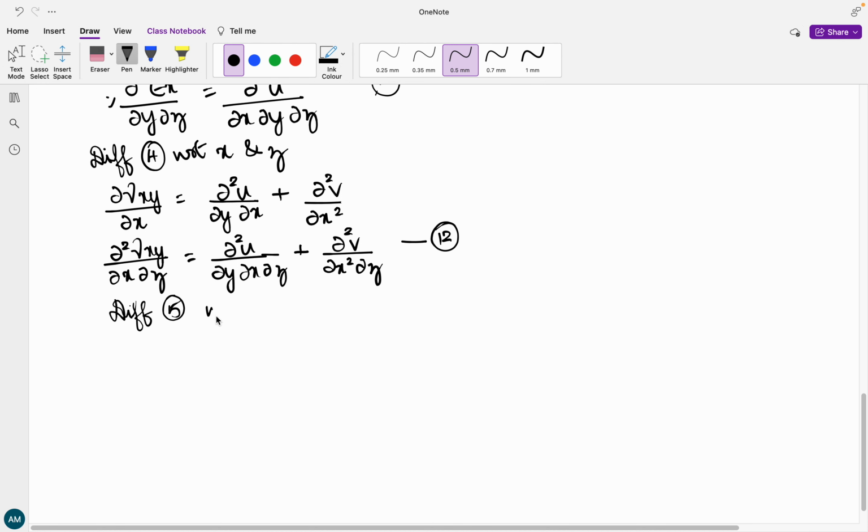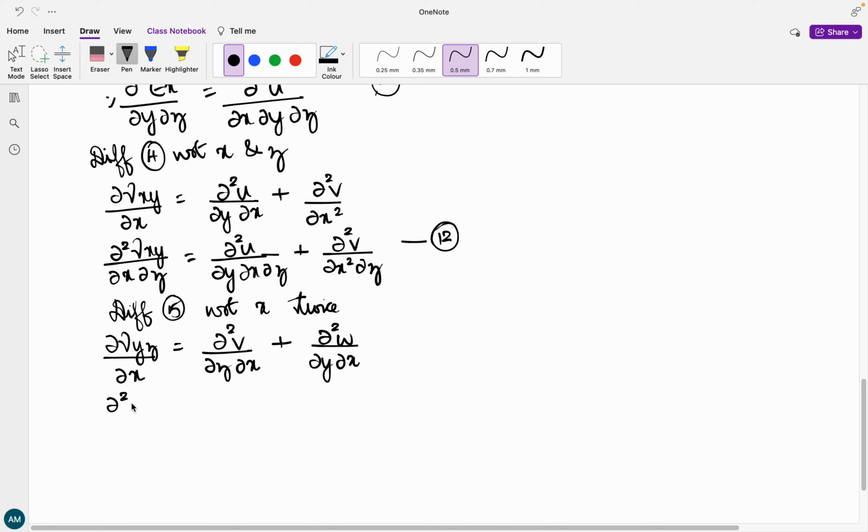Differentiating equation 5 with respect to x twice, we will be getting 2 ∂γyz/∂x equal to ∂²v/∂z∂x plus ∂²w/∂y∂x. Again, differentiating it once more, ∂²γyz/∂x² is equal to ∂³v/∂z∂x² plus ∂³w/∂y∂x². Let me call this equation number 13.